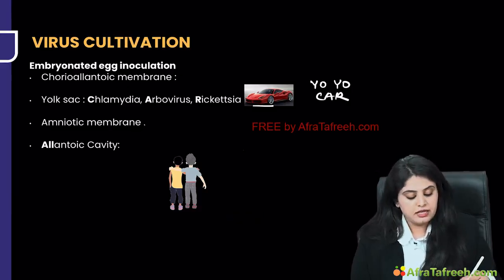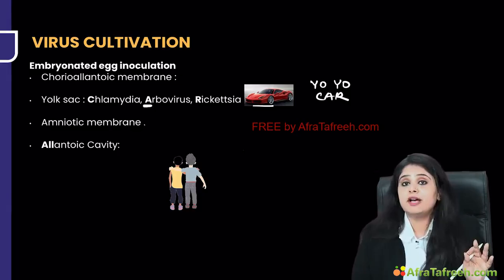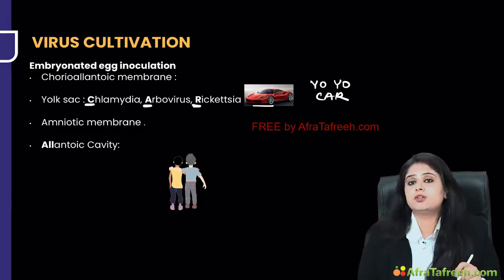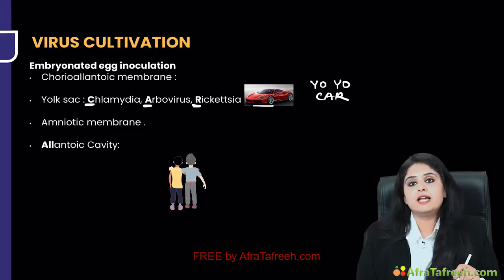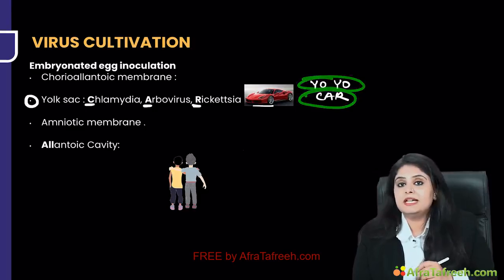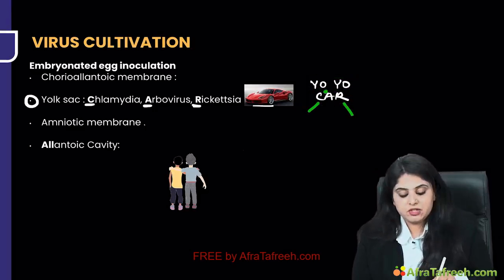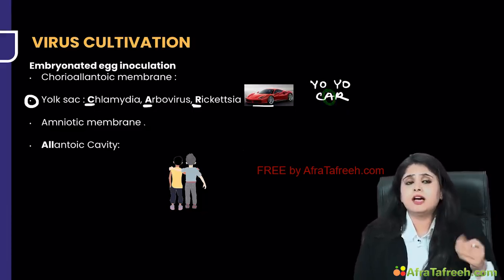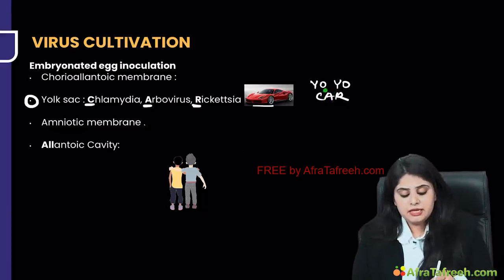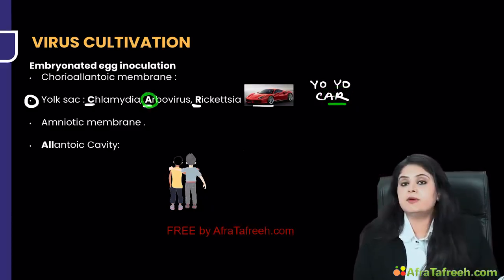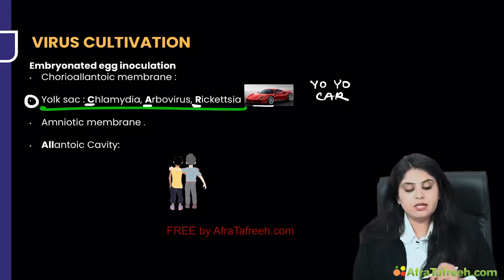And what is CAR? Remember, A for which virus? Arbovirus, and C and R for two bacteria grown in the yolk sac, chlamydia and rickettsia. So yolk sac, yo-yo, car means chlamydia, rickettsia and arbovirus. In case you forget in the exam, A stands for arbo, not adeno. So remember it is A car, that will give you a hint. It is arbovirus you have to go for. So yo-yo, in the car.